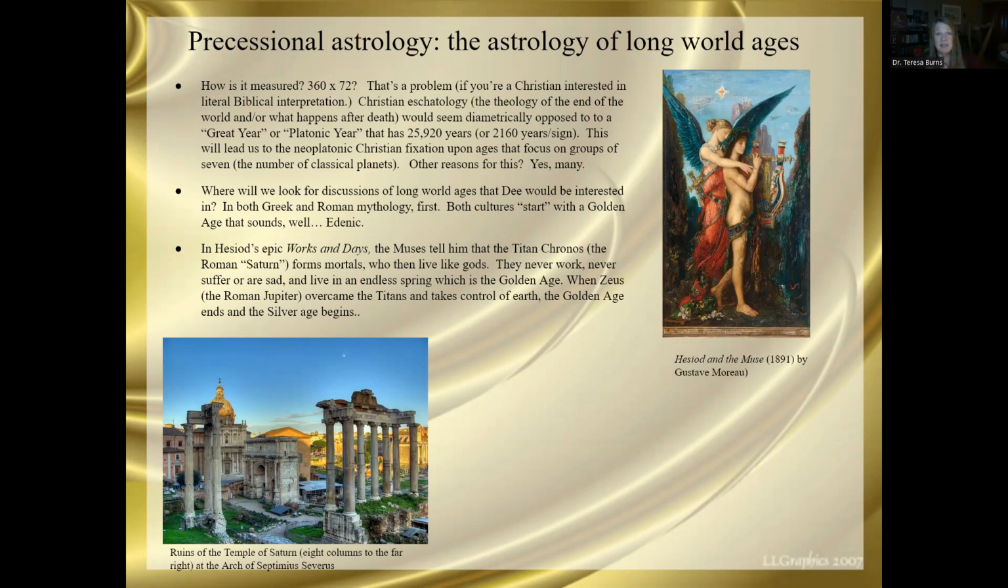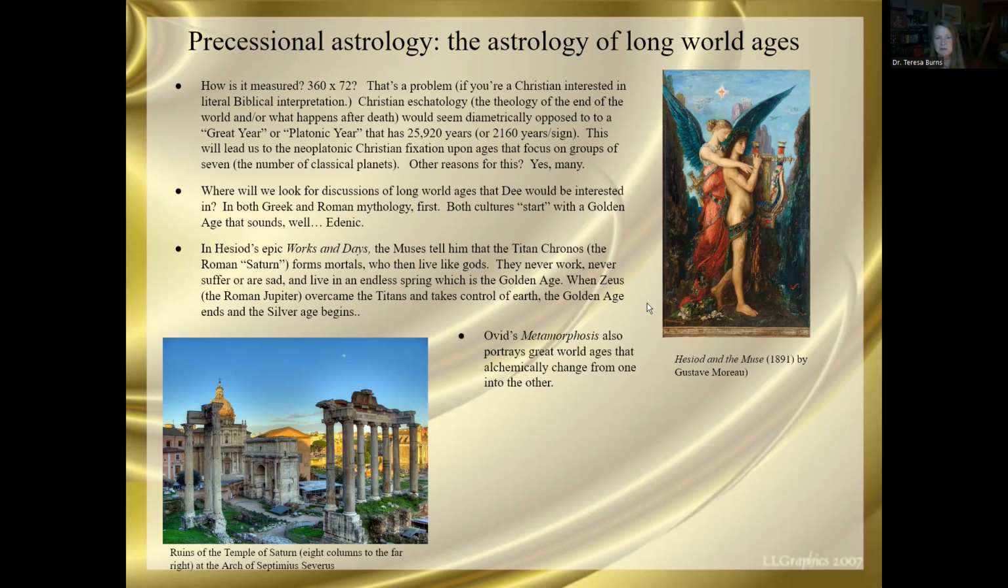Okay, but the mortals live like gods. They have wonderful lives. They don't work. They don't suffer. They're happy. They live in this endless spring. They even age backwards. But then Zeus, who is the Roman Jupiter, comes along and upsets everything. He overcomes the Titans. He takes control of the earth, and the Golden Age ends.